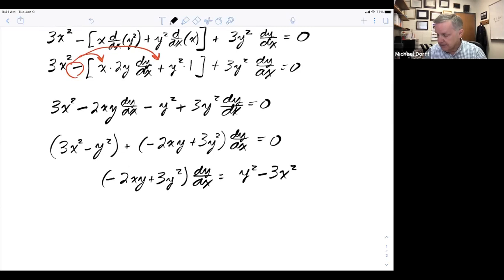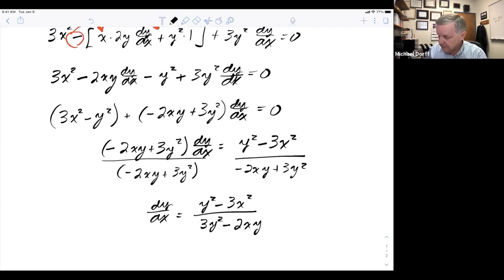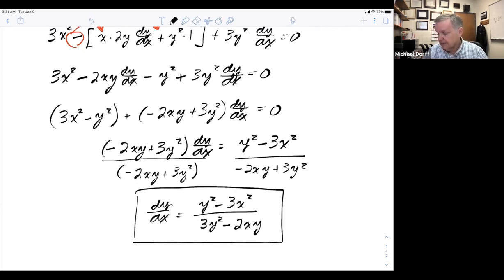And then the last thing is I'm going to divide everything by this parentheses in front of the dy dx, so that's negative 2xy plus 3y squared, dividing that on both sides. When I do that, I finally end up with dy dx equals y squared minus 3x squared over, and then I'm going to again write this as 3y squared minus 2xy so that I don't have a negative out front in the first. But you could do it perfectly fine to not switch it around. Anyway, this is what I get for my answer.